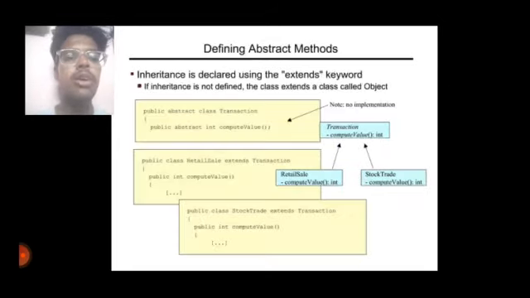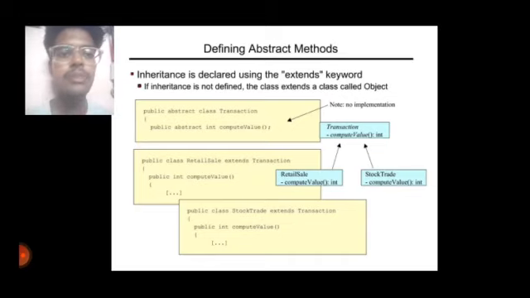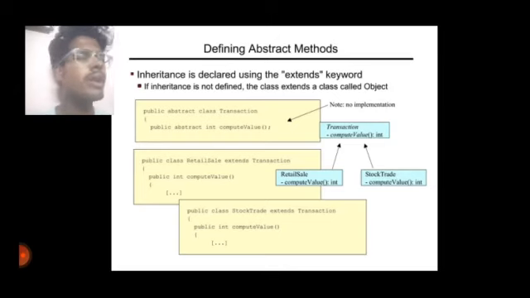So let us take a look at defining abstract methods. Here the public class Transaction is created. There is no implementation in that. You have simply created a public abstract int computeValue. There is no implementation for that. And then when you create a public class RetailSale which extends Transaction, the superclass, there you can use computeValue again. And in StockTrade also you can extend Transaction and use computeValue again.